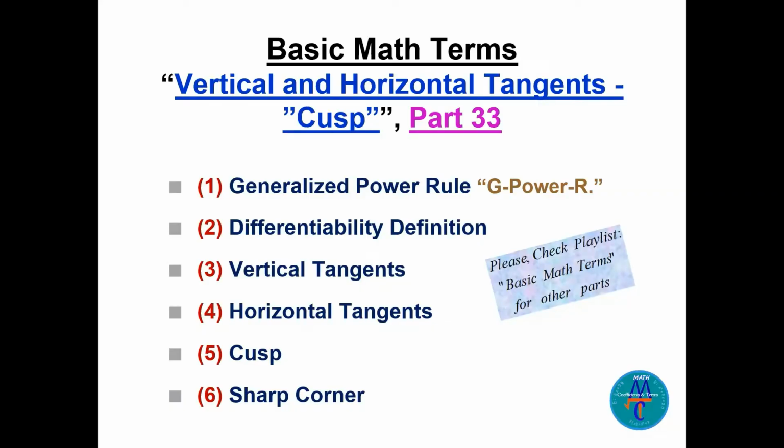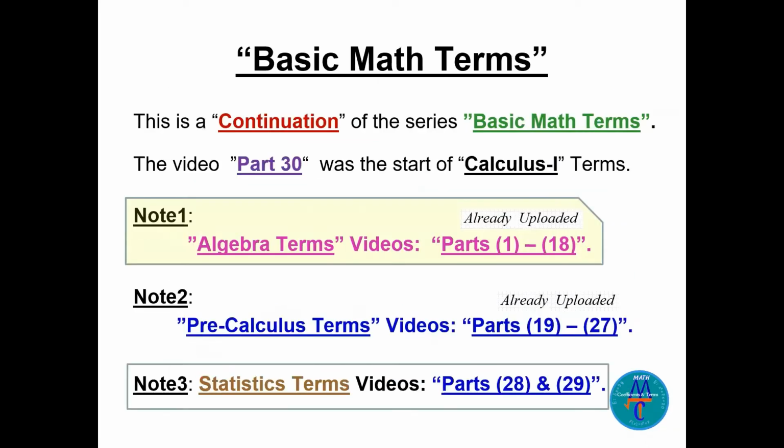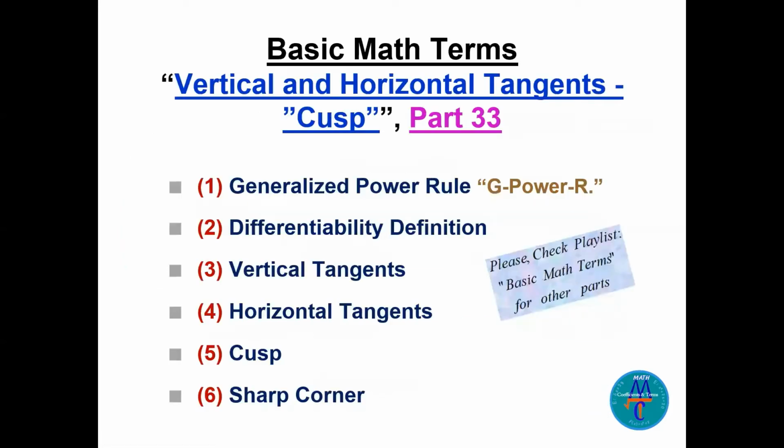This is another video on basic math terms: vertical and horizontal tangents, and we will see the meaning of cusp. This is part 33. Just to remind you, part 30 was the start of Calculus 1 terms, and the algebra terms were parts 1 to 18, pre-calculus terms parts 19 to 27, and statistics terms parts 28 and 29. Let's go back to our video today, part 33.